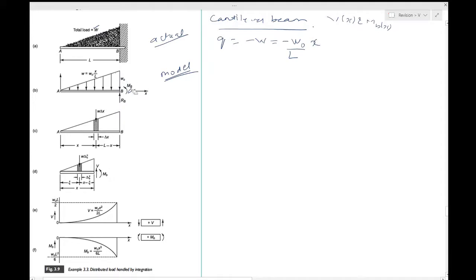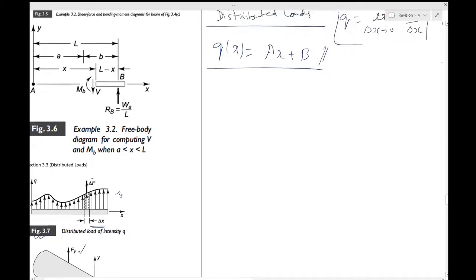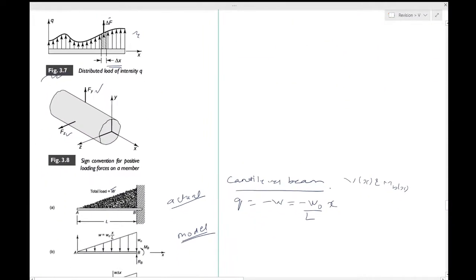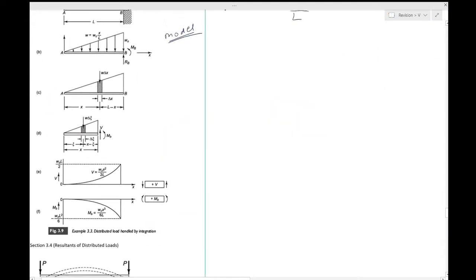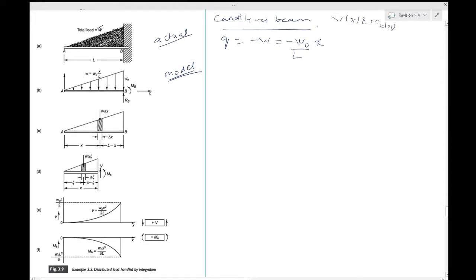So let me just remove this. Now you want to find first the support reactions. Remember the previous question? You first found the support reactions, which were RA and RB. You want to do the same over here. The good part about this question is that there's only one support to take care of. So the reaction at RB can be obtained from the requirement of vertical force balance.